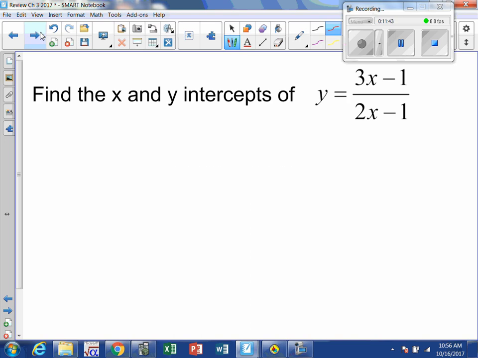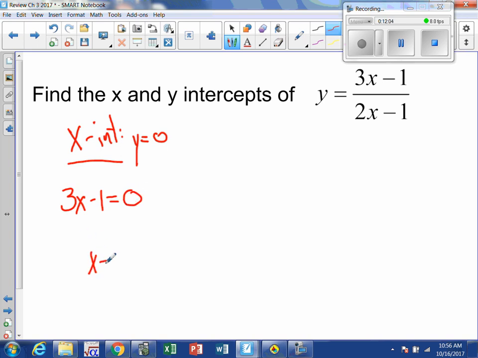Let's talk about the x and y intercepts. Now, to find the x-intercept, you let y be 0. The only way y can be 0 is if the top of the fraction is 0. So we just look at the top, set that equal to 0, and we get 1/3. So 1/3 is my x-intercept.